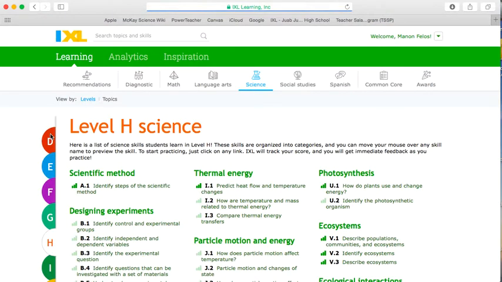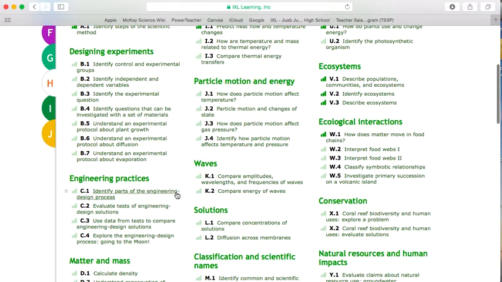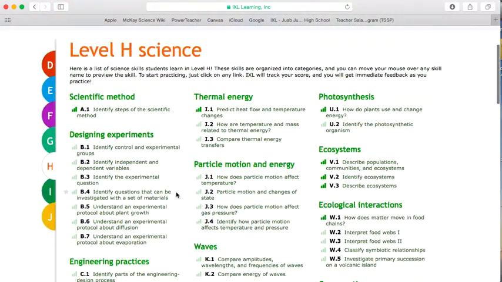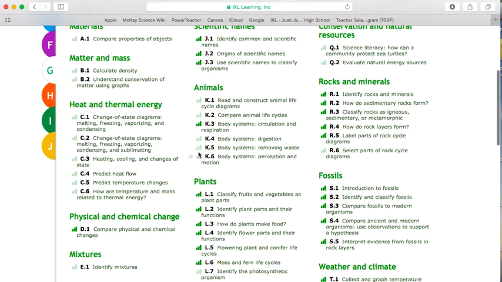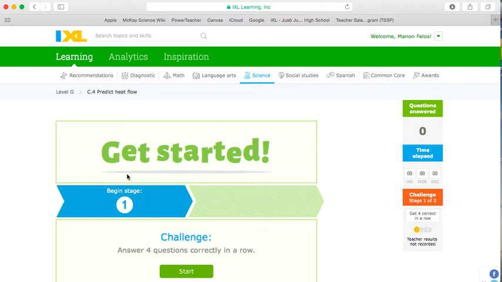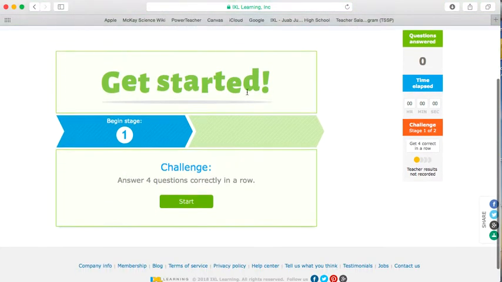Now, I'm going to go ahead and choose a topic that we are not covering in class. Okay, this is the one I want, predicting heat flow. So this is a topic that we are neither covering in 7th or 8th grade yet, but it will show how, even if a student does not know the topic, has never learned the topic, they can learn it in IXL. So we're going to go ahead and get started.